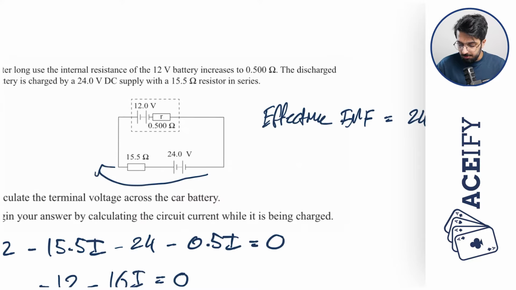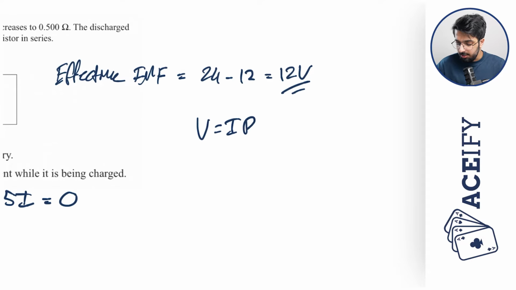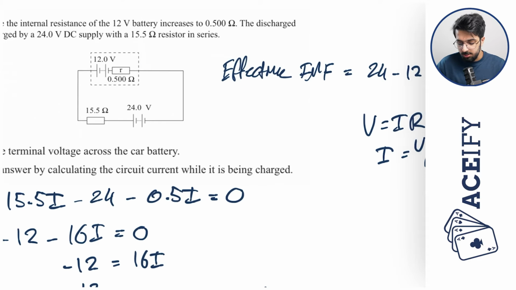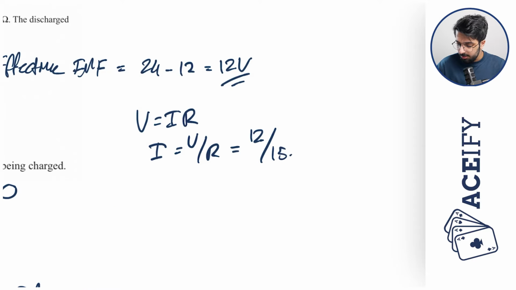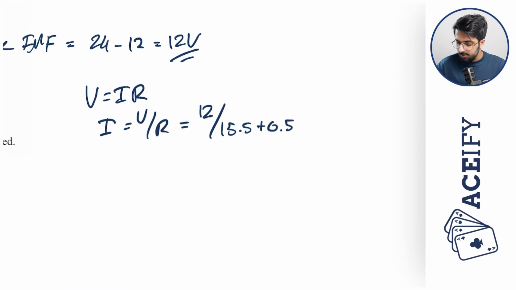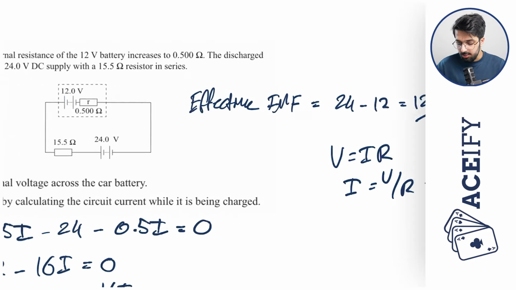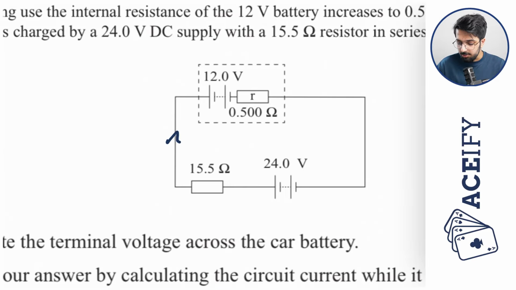And so we have an effective EMF of 12 volts. Therefore, we can just use V is equal to IR, and so I is equal to V over R. Our voltage in this case is now 12 volts divided by our total resistance, which is 15.5 plus 0.5, and that's obviously equal to 16. And so we have the exact same scenario that we have over here, and this gives a current of 0.75 amps. And obviously the current in this case is still going in this direction.